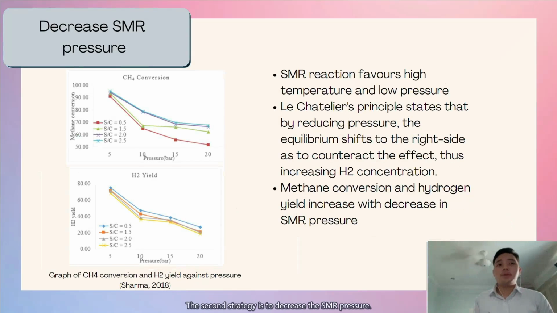The second strategy is to decrease the SMR pressure. The graphs show the relation of methane conversion and hydrogen yield with respect to SMR pressure. As pressure increases, methane conversion and hydrogen yield decrease. This is because, in general, the SMR reaction favors a high temperature and a low pressure. Also, Le Chatelier's principle states that by reducing pressure, equilibrium will shift in the direction in which it will counteract the effect, resulting in an increase in hydrogen yield.